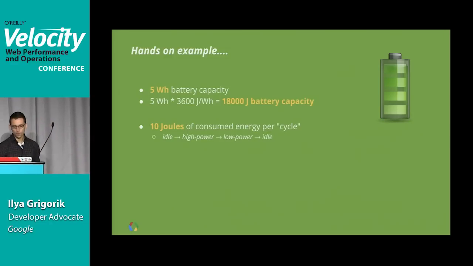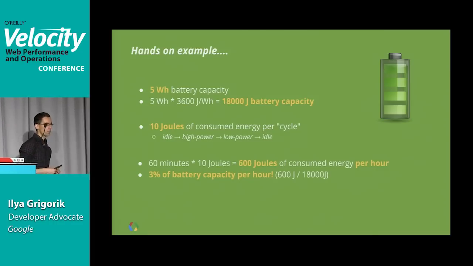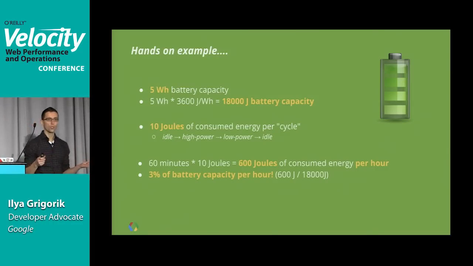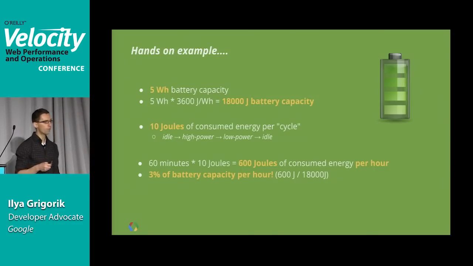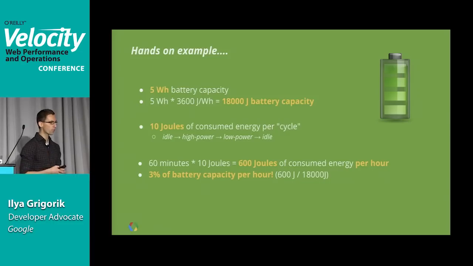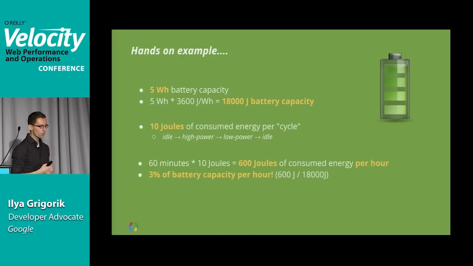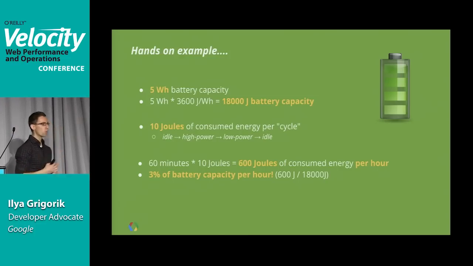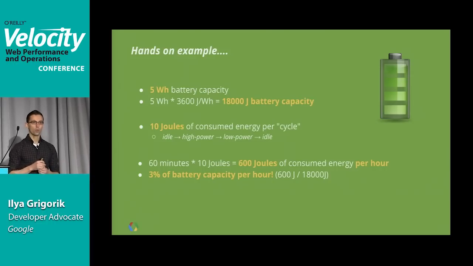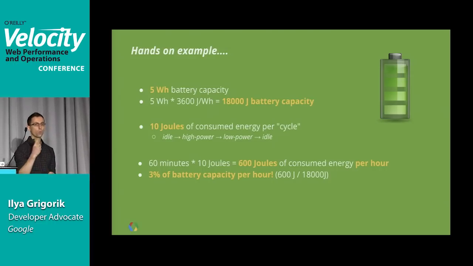So great, 10 joules. Now, let's say I actually have an app on my phone, which is just sitting there in the background, and every 60 seconds, maybe it's an email check, it just pings the server and says, hey, are there any new messages for me? So let's do the math. 60 times 10 joules, that's 600 joules. That will consume about 3% of your battery life per hour. And this is just one application.